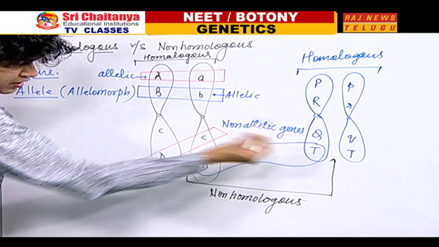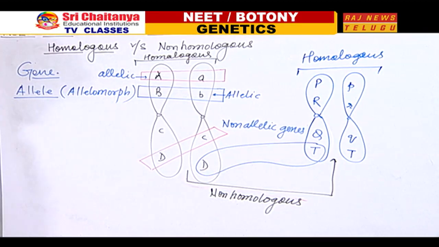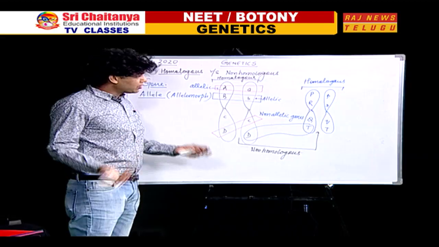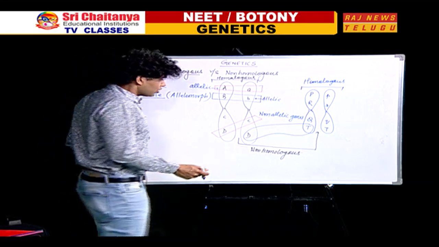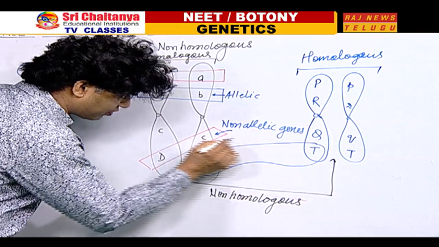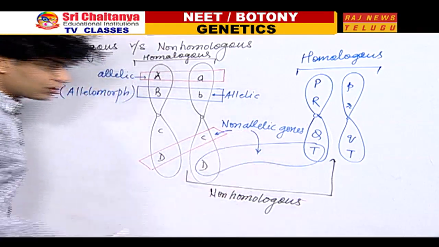Same is the situation with the combination D and T also. You know, D and T belong to different chromosomes, different locus, different character, so they are also non-allelic. So this pair is non-allelic, this pair is also non-allelic.